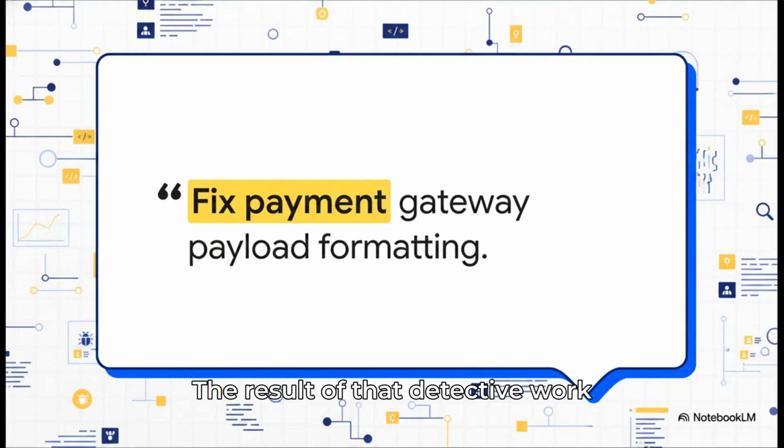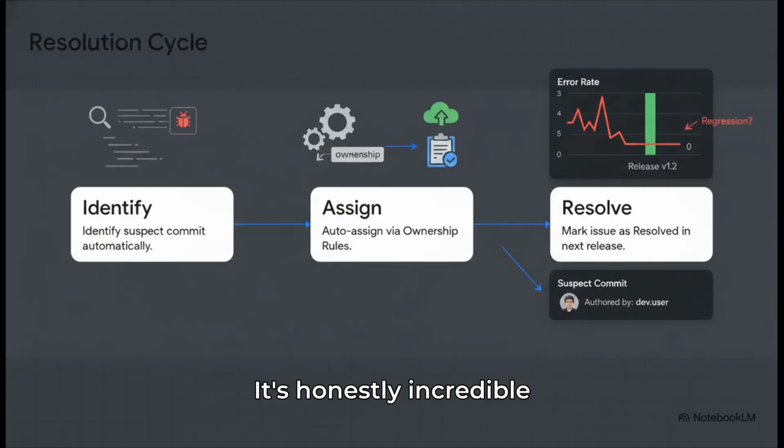The result of that detective work was practically instantaneous. Sentry surfaced the exact Git commit that caused the outage. And there it was, the smoking gun. Fix payment gateway payload formatting, authored by a specific developer on our team. In literally seconds, we bypassed hours of frustrating debugging. We knew exactly what broke, where it broke, and most importantly, exactly who had the context to fix it right then. It's honestly incredible how effortless the resolution cycle becomes.